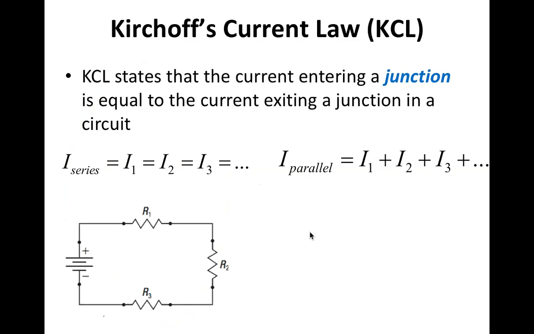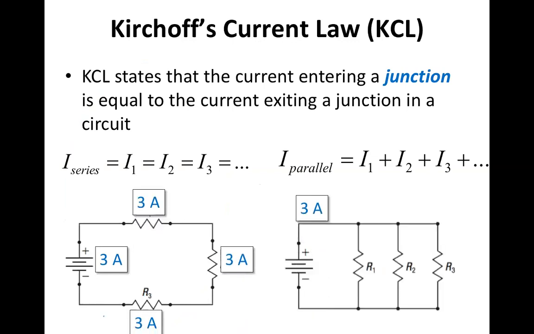Kirchhoff also has a law to show the relationship between the currents throughout a circuit. It states that the current entering a junction is equal to the current exiting a junction. So in the case of this simple series circuit, we don't have any junctions. If there are no junctions, then the current stays the same. But a junction just means a split. So there's a fork in the road right here for the electrons.